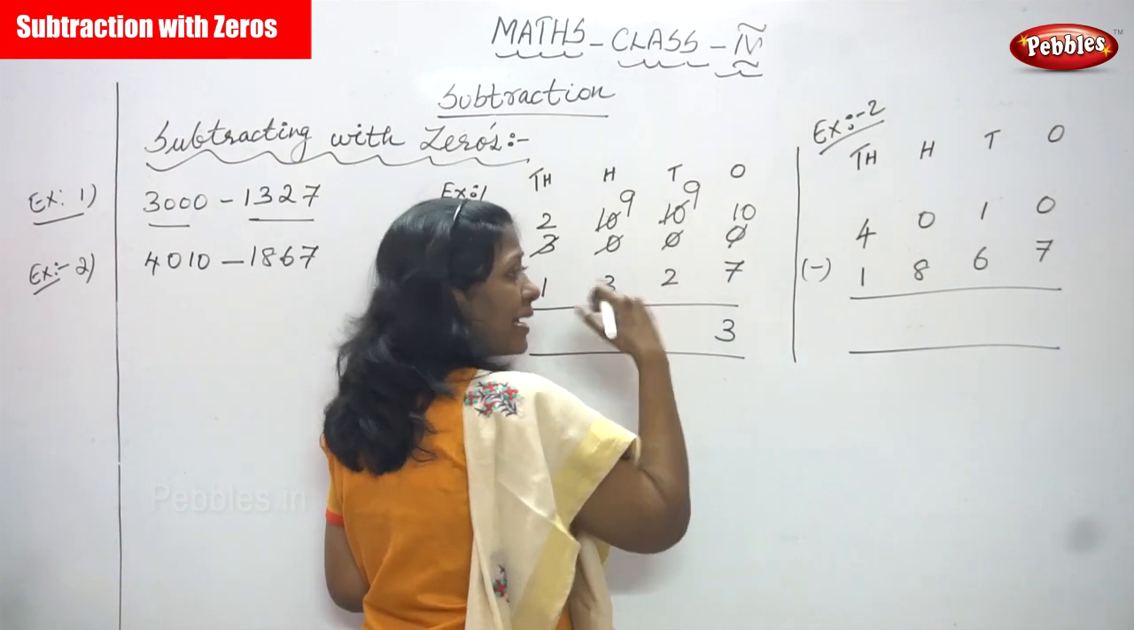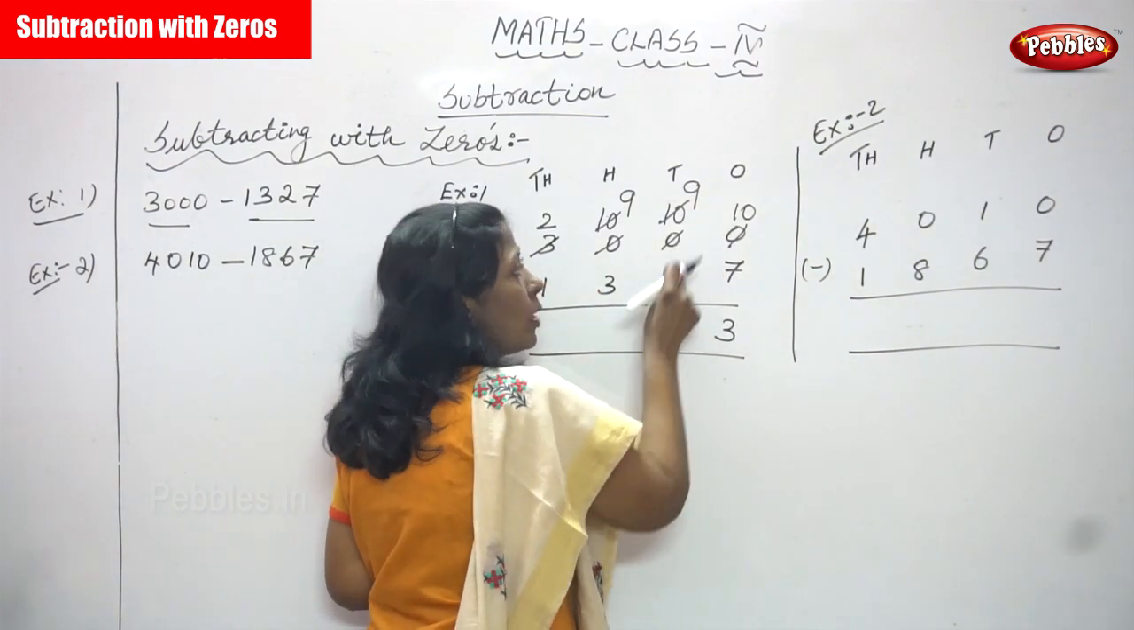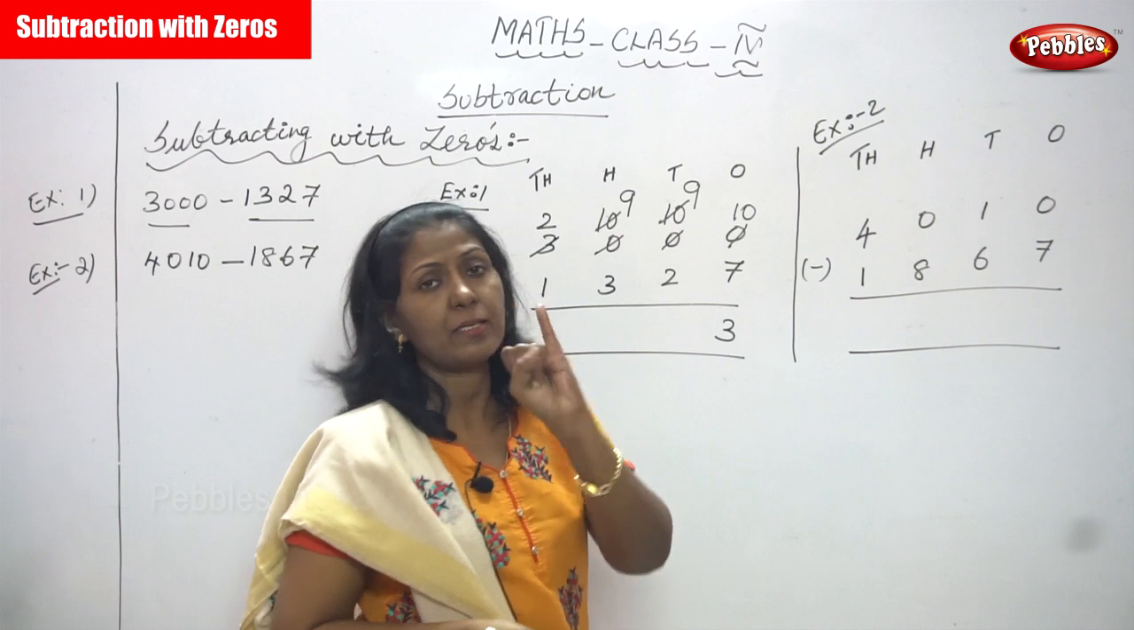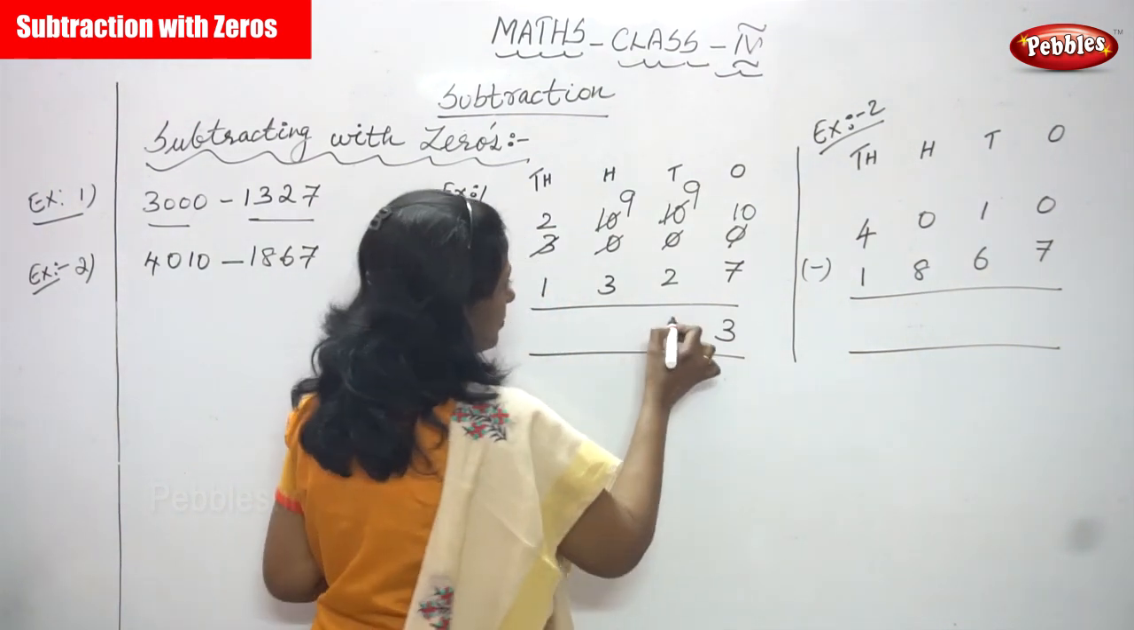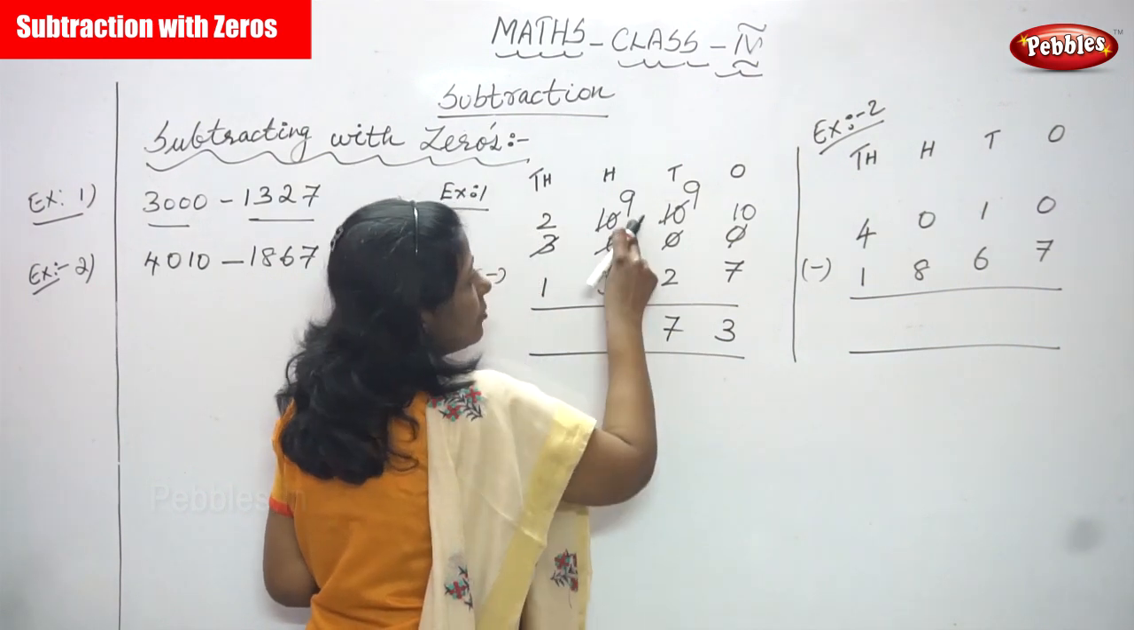9 minus 2, again backward counting, after 2 up to 9. After 2, 3, 4, 5, 6, 7, 8, 9. That is 7. 7 here. So after, what is this?